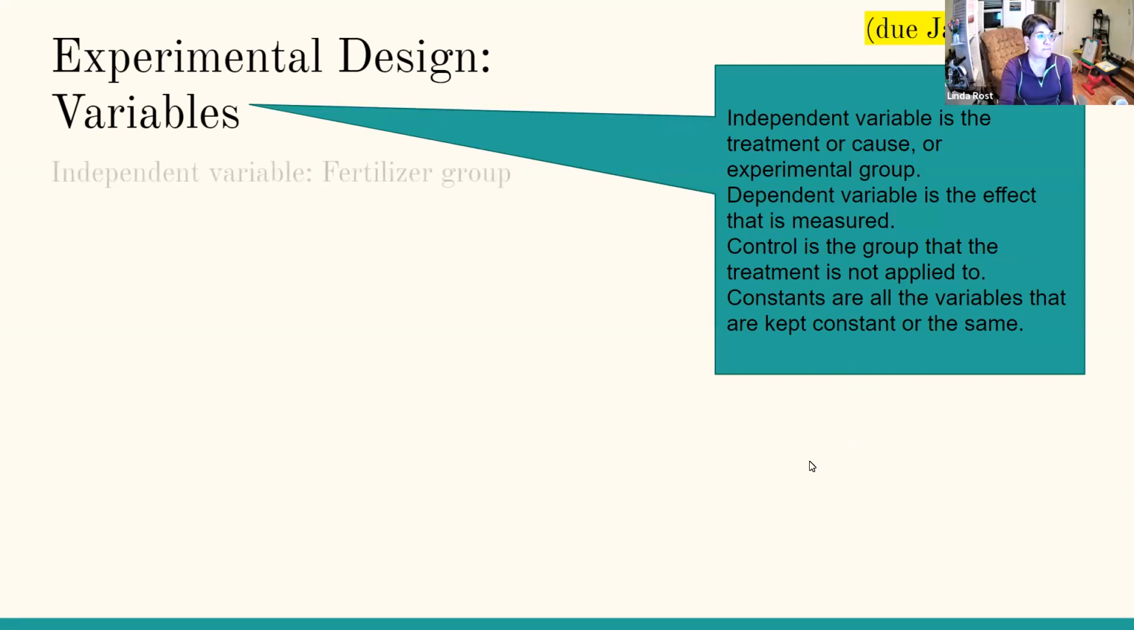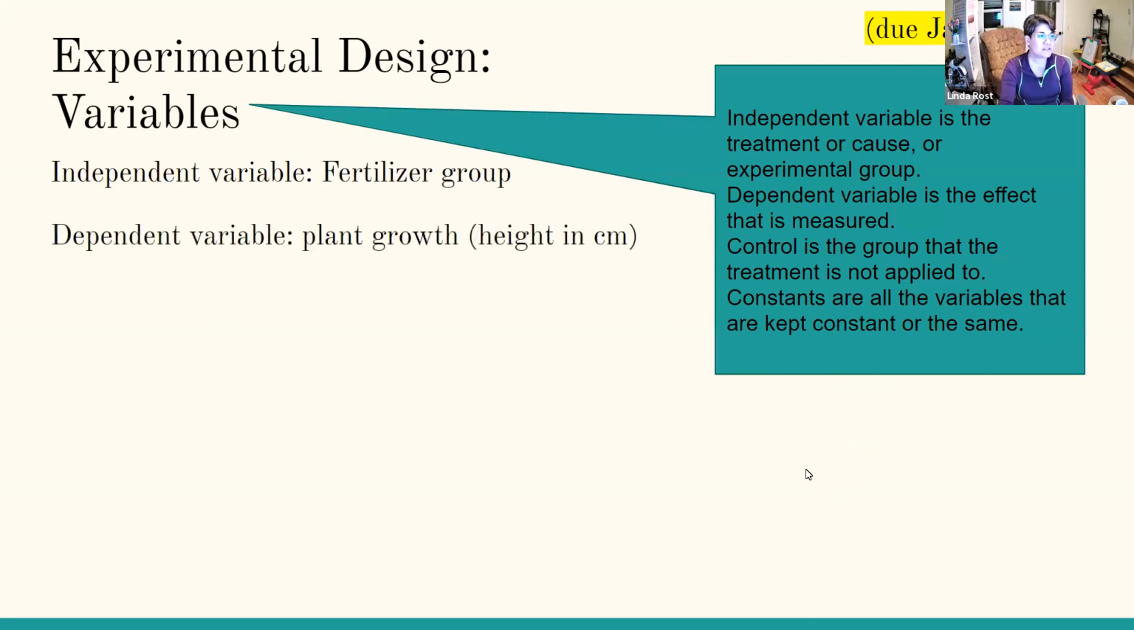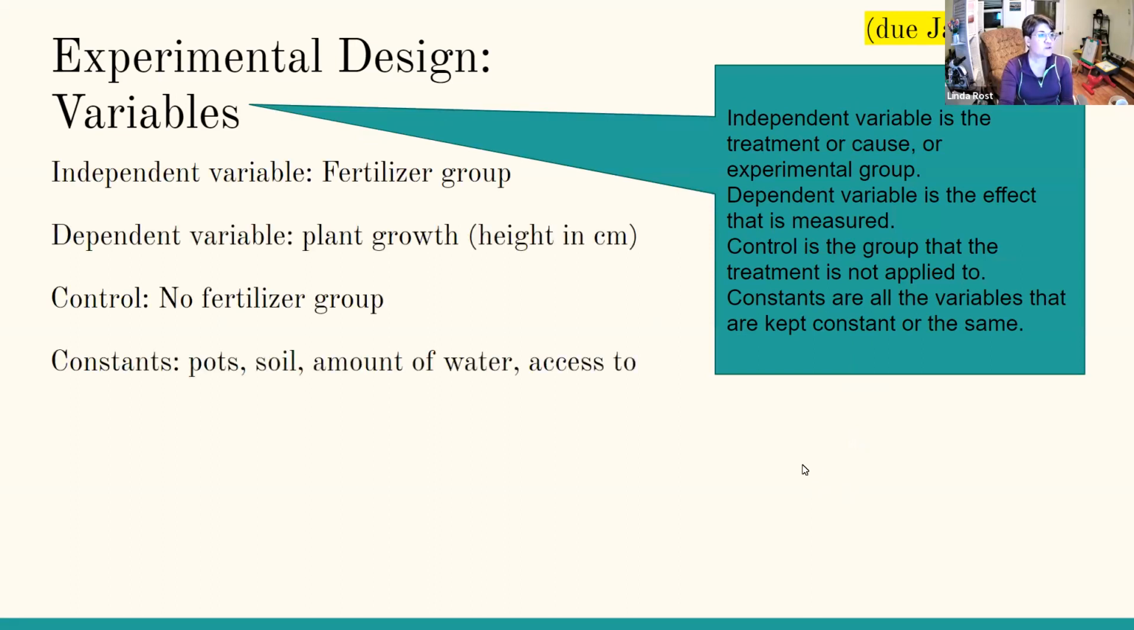So you have 4 different types of variables. Here they are. The first one is independent variable, and that is your treatment or your cause or the experimental group. So in this case, it'll be the fertilizer, the group of plants that get fertilizer. Your dependent variable is plant growth, and you can measure that in height in centimeters. So that is a quantitative measurement. And then your control is the no fertilizer.